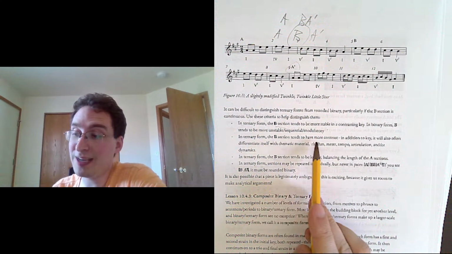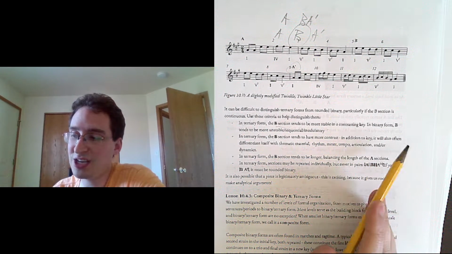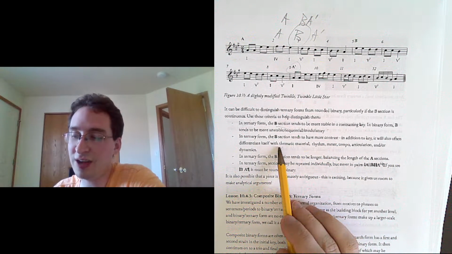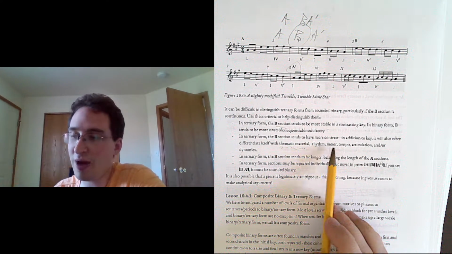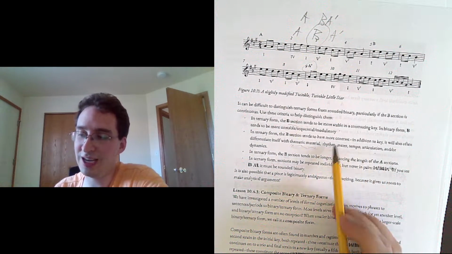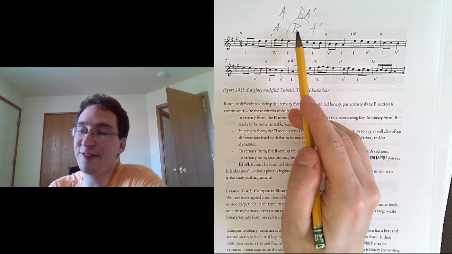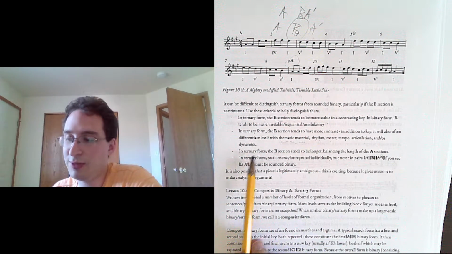In ternary form, the B section tends to have more contrast. In addition to key, it often differentiates itself with very different thematic material, different rhythmic profile, different meter, tempo, articulation, or dynamics. So the more different it is, the more likely it is to be ternary.